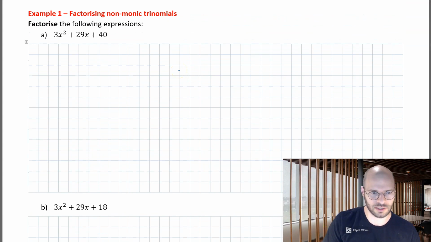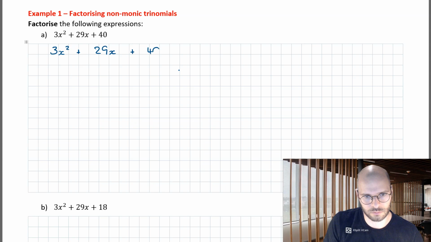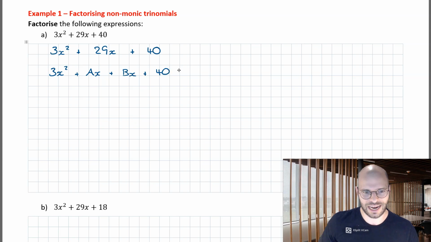Example 1, factorize the following expression. We have 3x squared plus 29x plus 40. What we're going to do is factorize this non-monic expression using the sum and product method. Now this is very similar to what we've already learned, where the first step is to split the linear term into two smaller terms. We'll call it ax and bx. After which our job is to determine what two values of a and b will sum to give a value of 29.